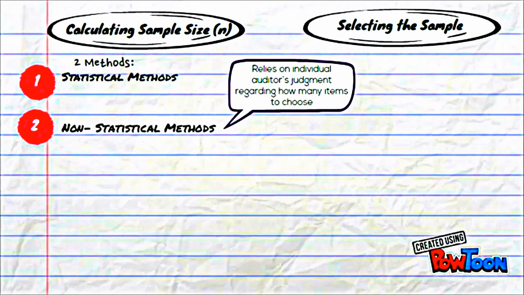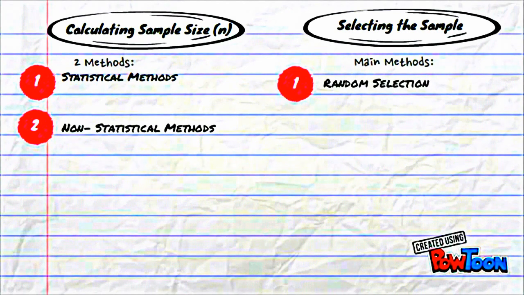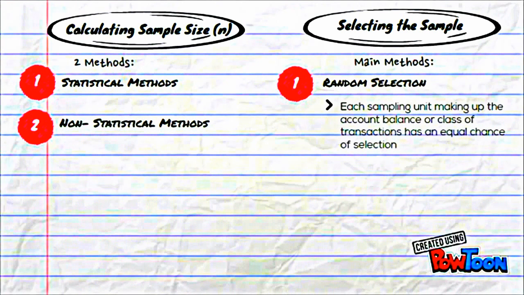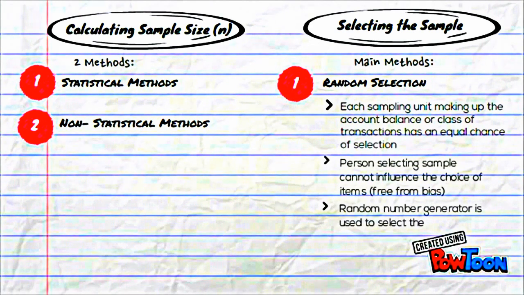For selecting the sample, the first option is random selection, where each sampling unit has equal chance of being selected. Apart from that, the person cannot influence the choice of items, which helps to avoid conscious and unconscious bias. To apply this method, auditors use random number generators or random number tables.